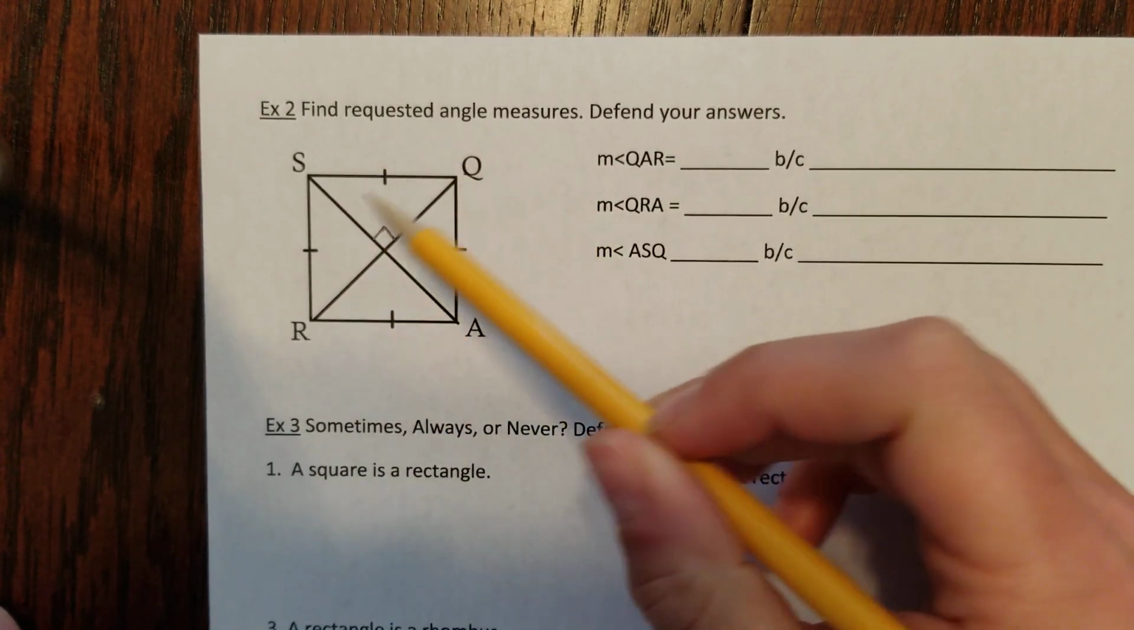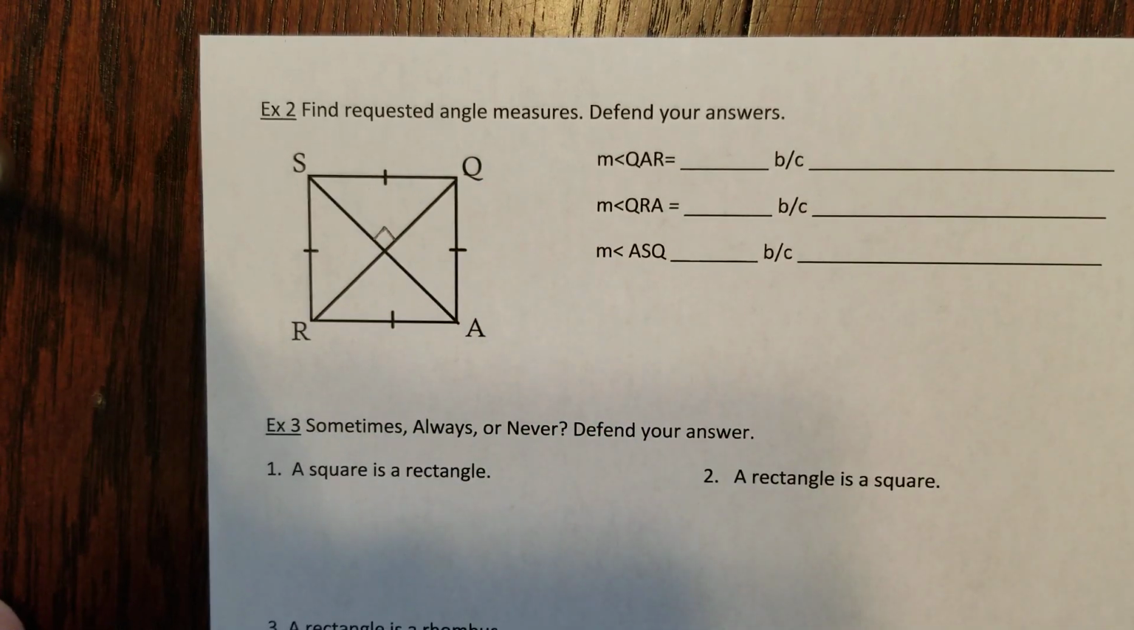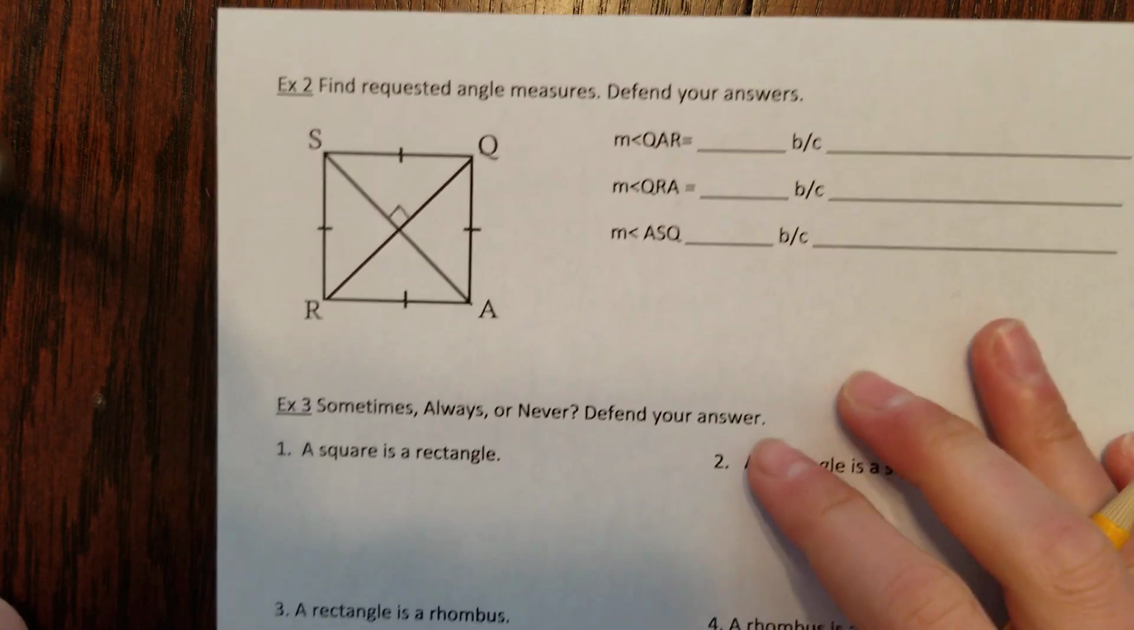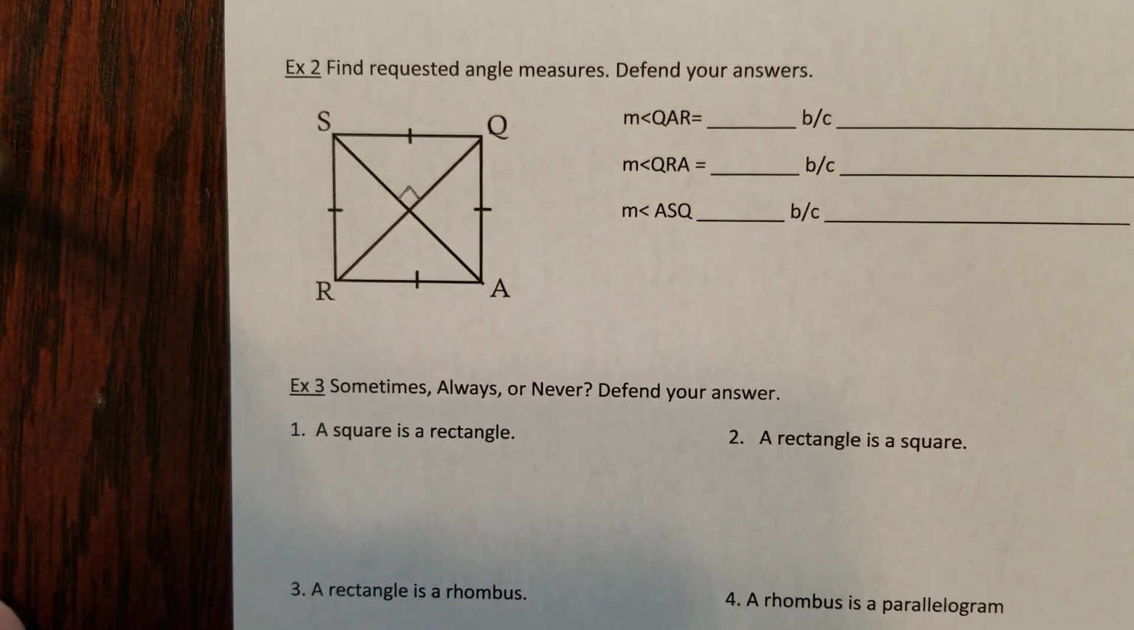Well, it definitely looks like a square, but we never want to assume that a shape has a right angle in it, or all the sides are congruent, or all the angles are congruent. We need to be told that information. So right now, the only thing we can do is say this is a rhombus.